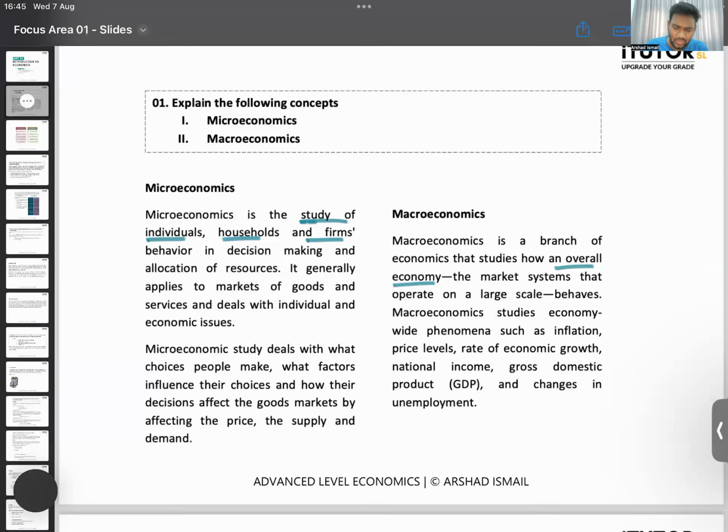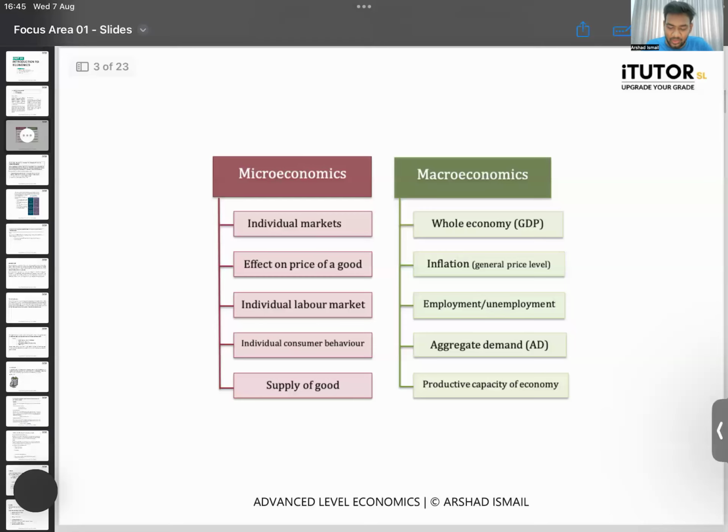Then Lamai, looking at a few examples. If you take microeconomics, let's say individual markets, for example, the market for mobile phones. Demand for mobile phones, supply of mobile phones, those are microeconomic topics. You're talking only about one product. Then the price of a good, individual labor market, consumer behavior, supply of a good. You're speaking of one good, one market, a specific small part. That's what you call microeconomics.